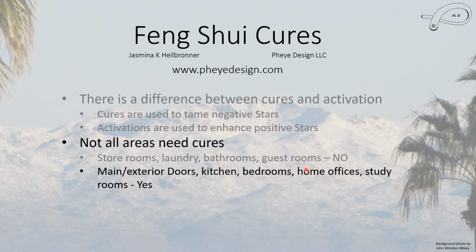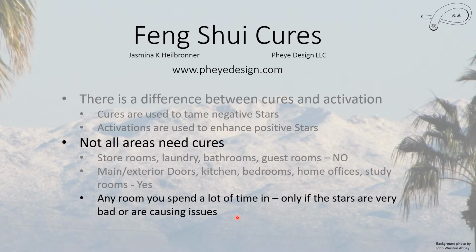Now, if your home office is in your guest room, then your guest room's important. If your kids do all their studying on the dining room table, then your dining room's important. Those are the only two times a guest room or a dining room's important.